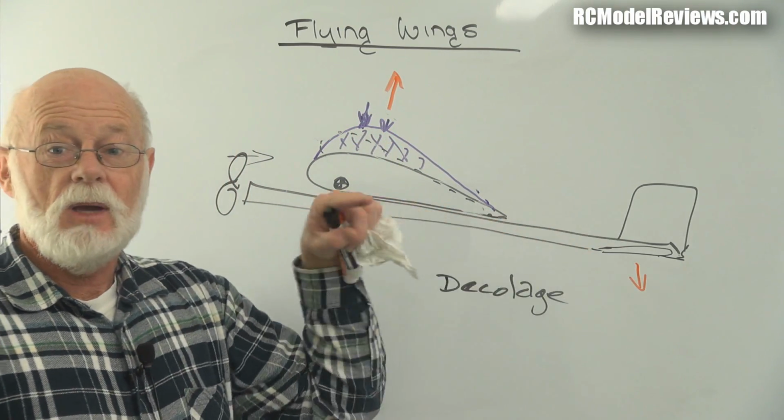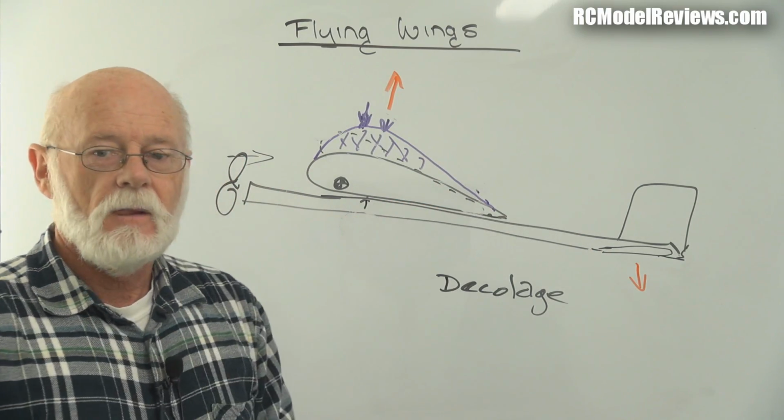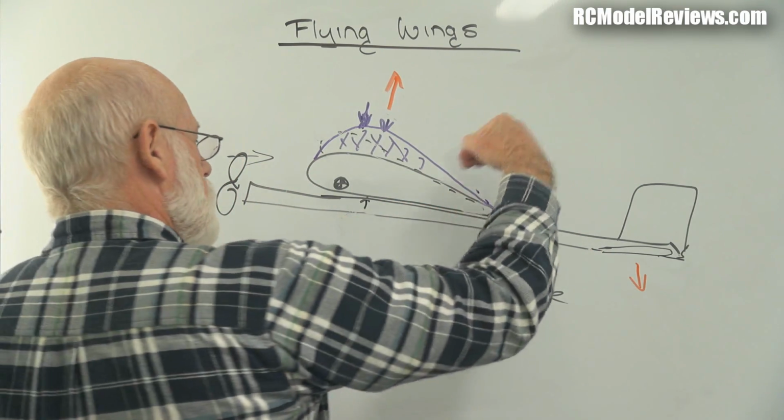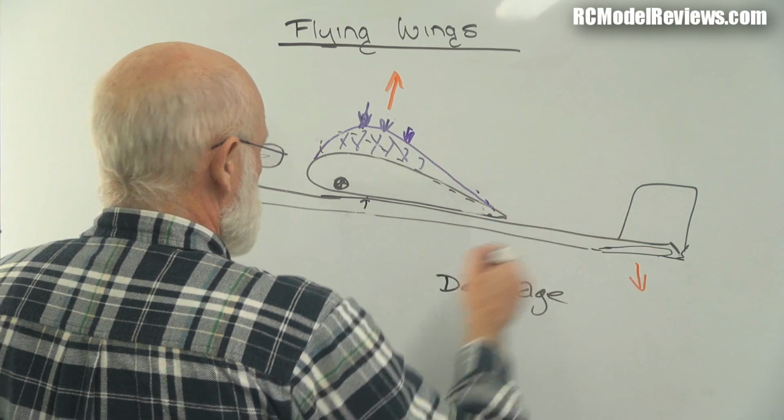It's stable in pitch. If we look at it the other way and we say, let's assume that the aircraft nose is down, the exact reverse will happen. The aircraft nose is down, the centre of pressure will move back, but this is really not important in this case because we have a tail.